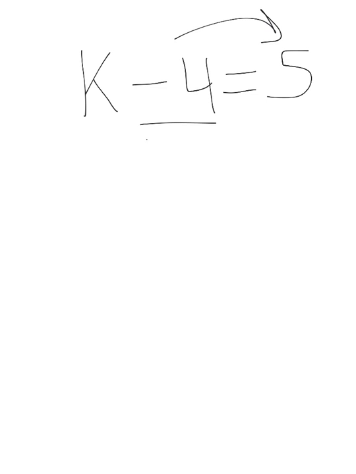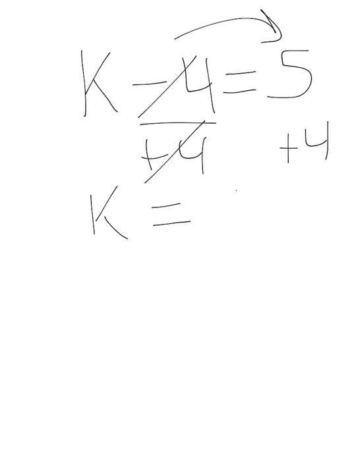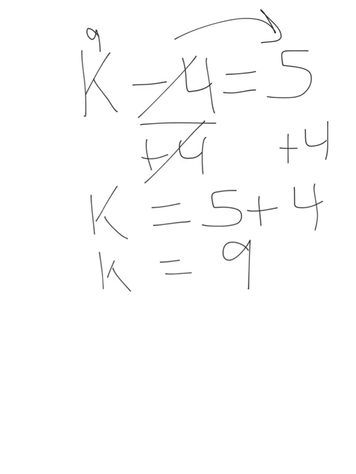Opposite of minus 4 is plus 4. What I do to one side, I have to do to the other side of the equal sign. The minus 4 and the plus 4 cancel out. K equals 5 plus 4, or k equals 9. If you look back, it makes sense that 9 up here minus 4 equals 5.